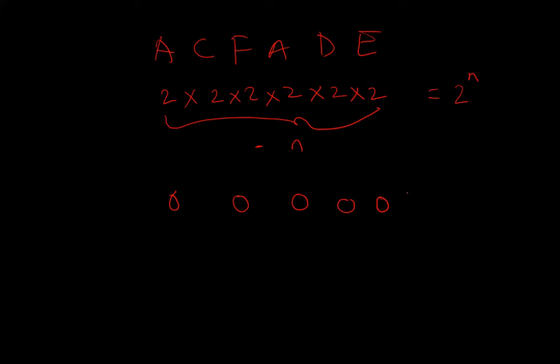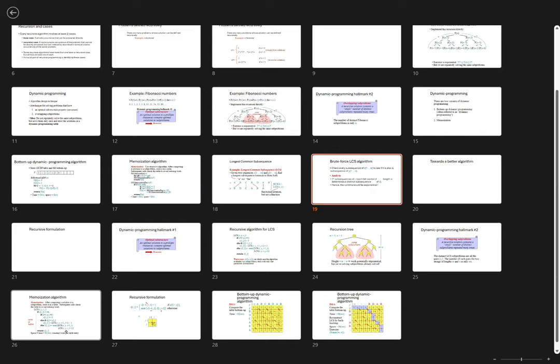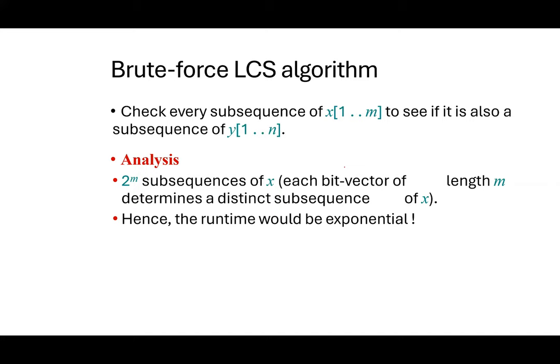So for every character, I can either take it or leave it in the sequence. So there are two choices. And if there are n characters, in total I can make 2 to the power n sequences, right? Okay, so let's go back and check this. So 2 to the power n sequences.